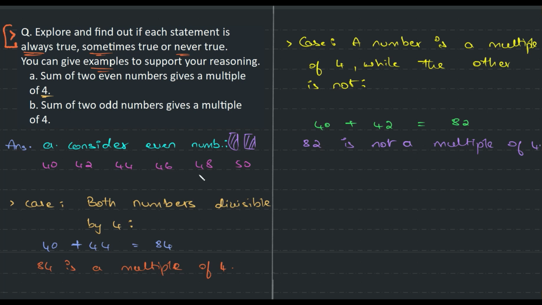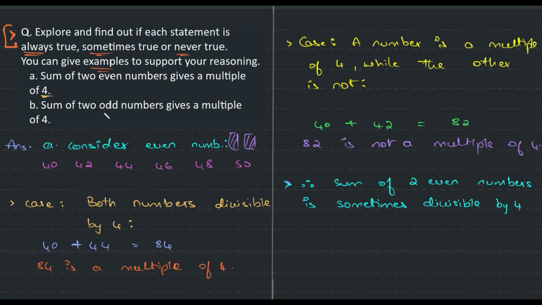You can take up any random numbers. You can just go with 2, 4, 6, all of those. I went with this. So you can take up any random set of numbers and try this. Now from both the cases, what can you conclude? Therefore, the sum of two even numbers is sometimes divisible by 4. And this is what it means.